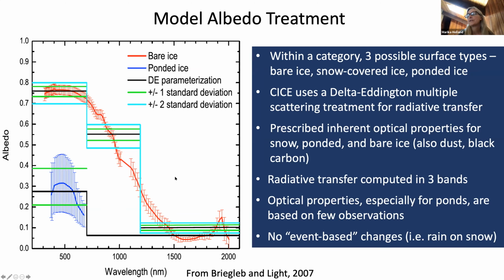And then we do have some tuning knobs that allow us to go within plus or minus standard deviations from the observations. There are some limitations in this treatment. One of them is that the optical properties, especially for the ponds, are based on relatively few observations. Another is that we don't include event-based changes, things like rain on snow events.